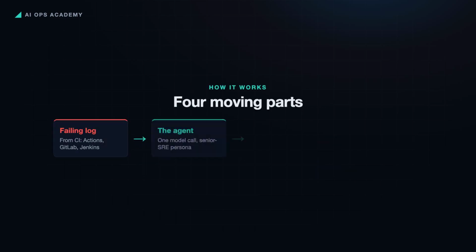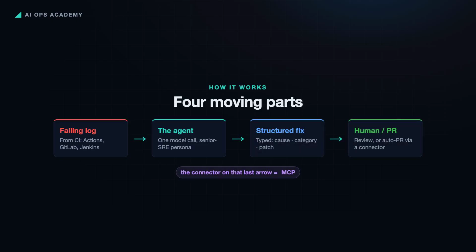Here's the whole system: 4 moving parts. A failing log comes in from your CI and agent. A single model call with a senior engineer persona reads it. It returns a structured, typed fix, and that fix goes to a human for review, or straight into a pull request through a connector. Let's build each piece in code.